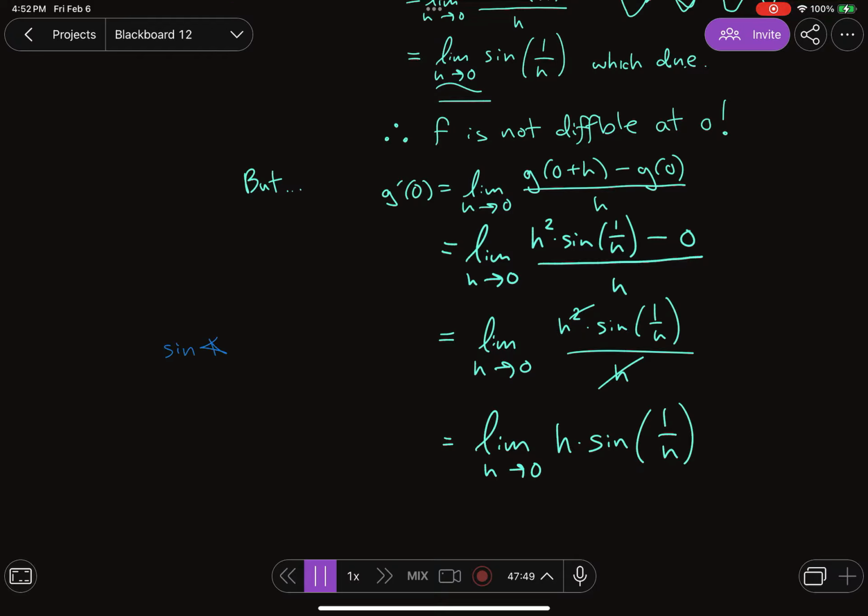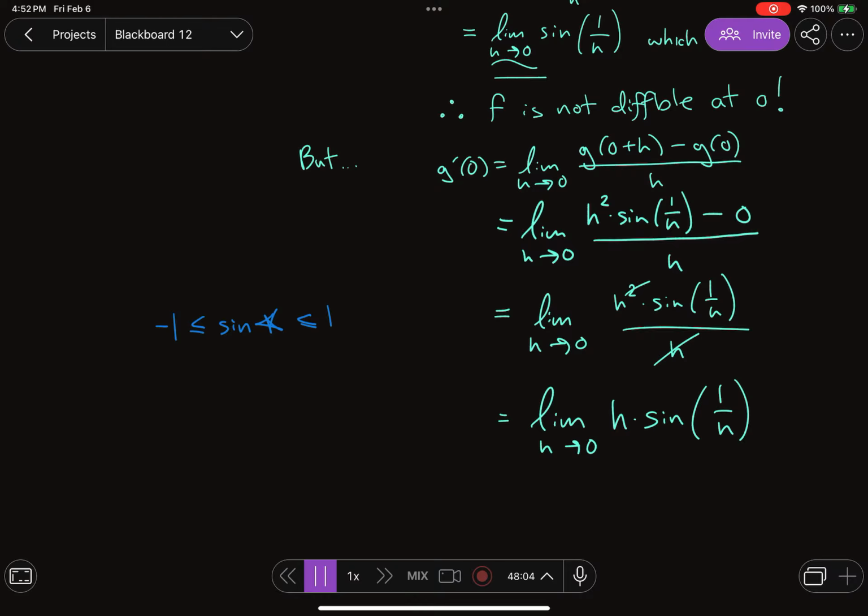Sine of anything you darn well please is going to be less than or equal to 1, but it's also going to be bigger than or equal to negative 1. Just think about what sine represents on the unit circle. What happens as I multiply through this inequality by maybe h? I would have negative h is less than or equal to h times sine of star. I don't care what star is, which is less than h.